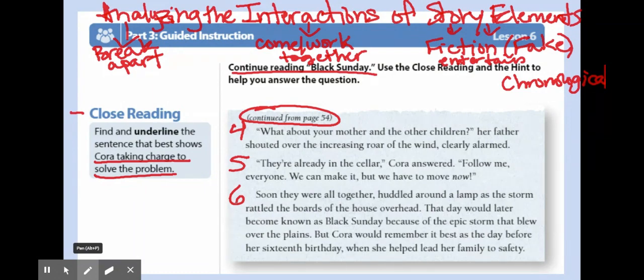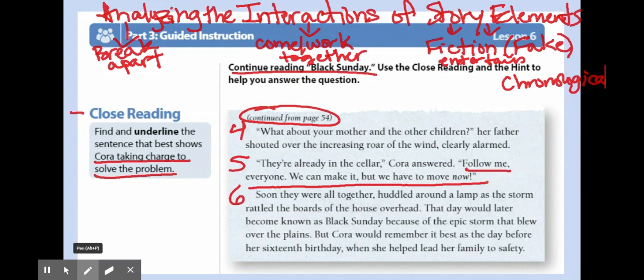What about your mother and the other children? Her father shouted over the increasing roar of the wind, clearly alarmed. They're already in the cellar, Cora answered. Follow me, everyone. We can make it, but we have to move now. Soon they were all together, huddled around a lamp as the storm rattled the boards of the house overhead. That day would later become known as Black Sunday because of the epic storm that blew over the plains. But Cora would remember it best as the day before her 16th birthday when she helped lead her family to safety.